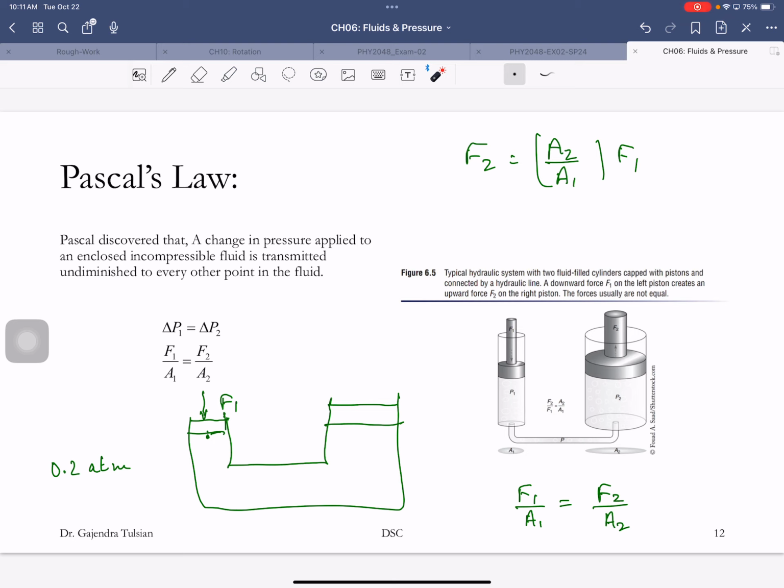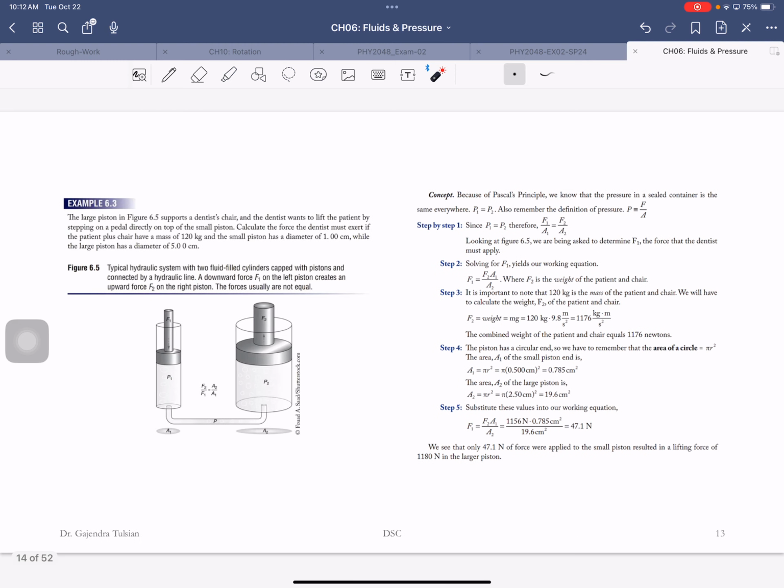What is the price you pay? This piston has to move a long distance for this to move a little distance. Okay. So if you get a force multiplication of a factor of 10, this piston has to move 10 times as far as this piston moves. Okay. All right, so this is Pascal's principle.